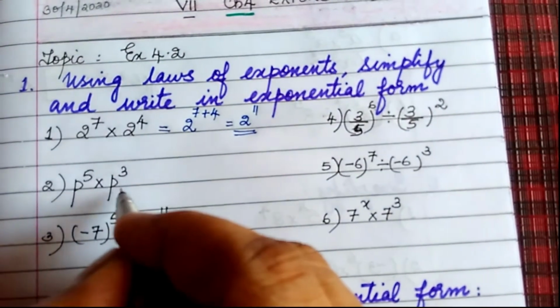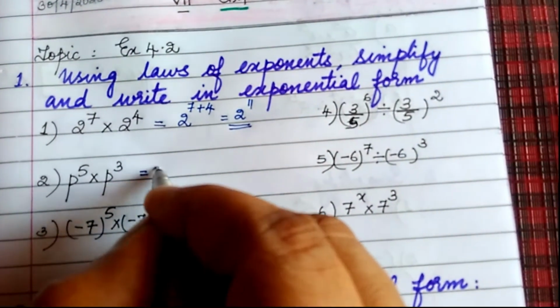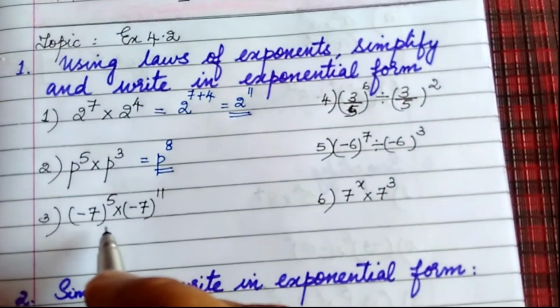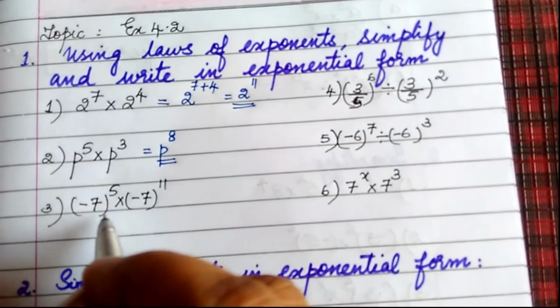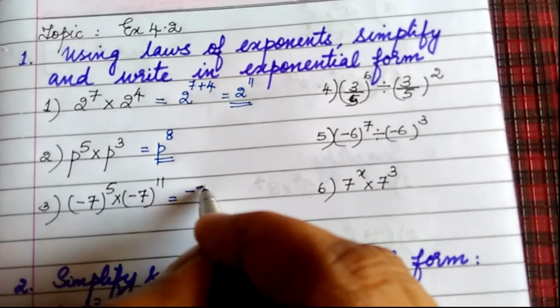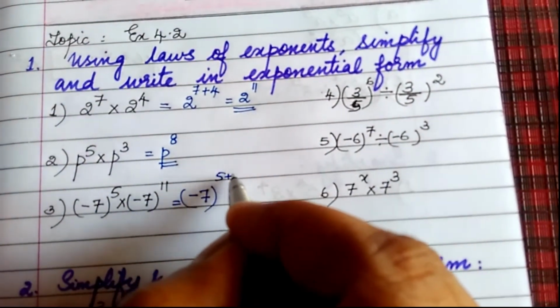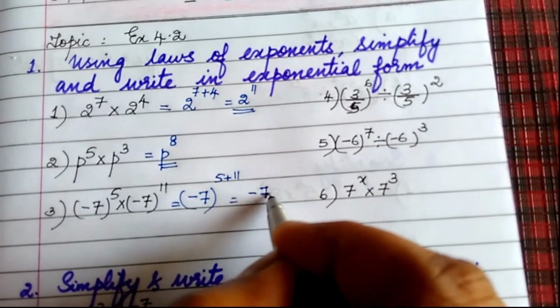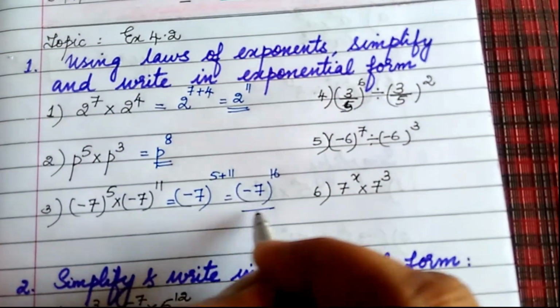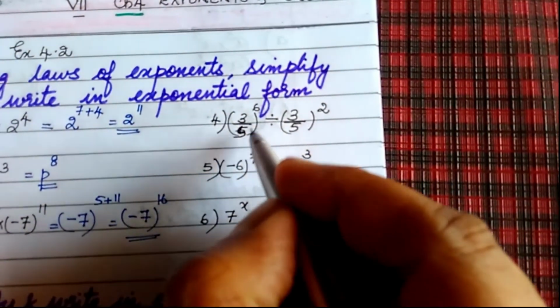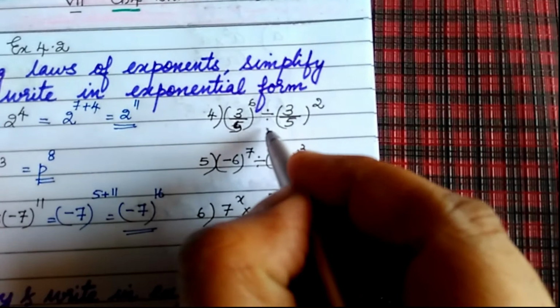P to the power 5 into P to the power 3 is P to the power 5 plus 3, that is 8. Next is integer to the power, same base again. So it is minus 7 to the power 5 plus 11. 5 plus 11 is 16, so minus 7 to the power 16. Okay, now next here a fraction is given, 3 upon 5 to the power 6, division.